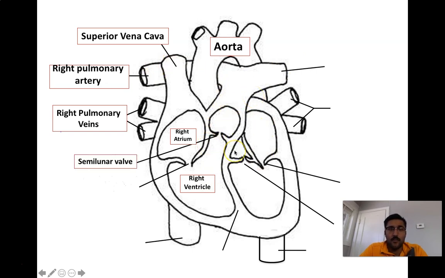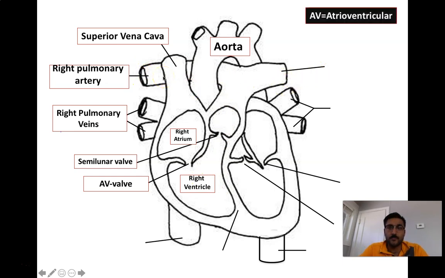There's a valve that separates the right atrium and the right ventricle, and it's called the AV valve, or its full name is the atrioventricular valve. It exists between the atrium and the ventricle. Atrioventricular, AV valve. Very aptly named. And so when that valve opens, it allows blood to go from the right atrium to the right ventricle. And then there's another valve that has to open called the semilunar valve, which allows the blood from the right ventricle to leave and enter the pulmonary circulation via these pulmonary arteries.